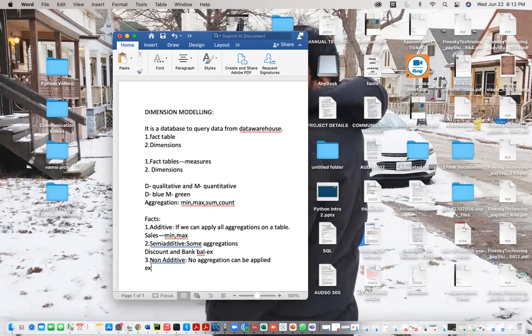So coming to examples of non-additive facts, we can say like latitudes, longitudes. So latitudes, longitudes are the things we deal with in maps. So that thing we'll see in the later classes. So these are the examples of non-additive facts.